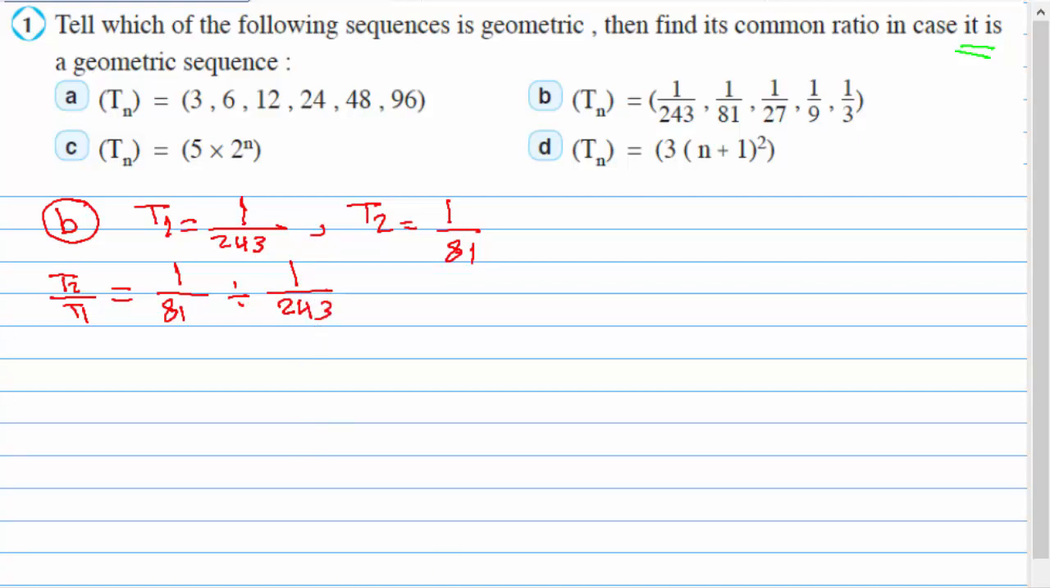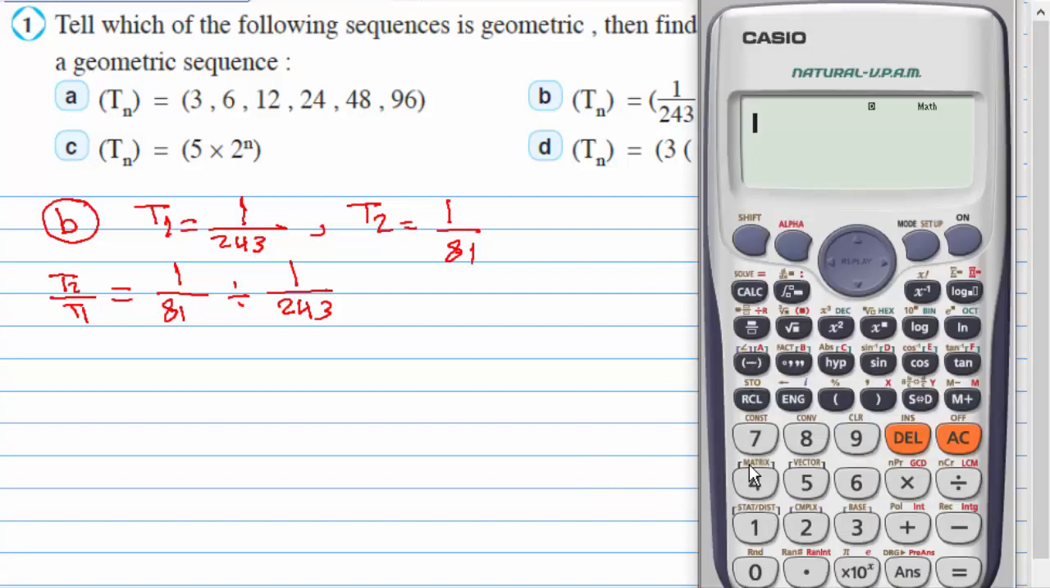Using the calculator, what do we get? 1 over 81 divided by 1 over 243. The result equals 3.